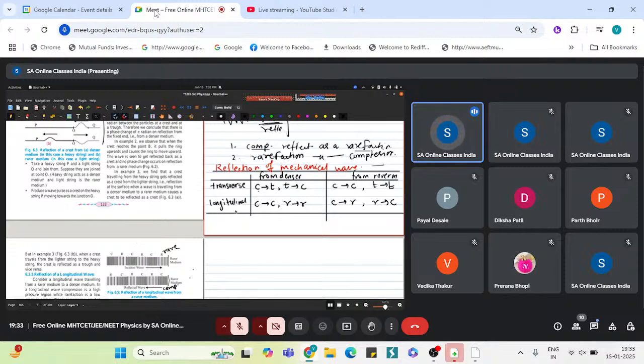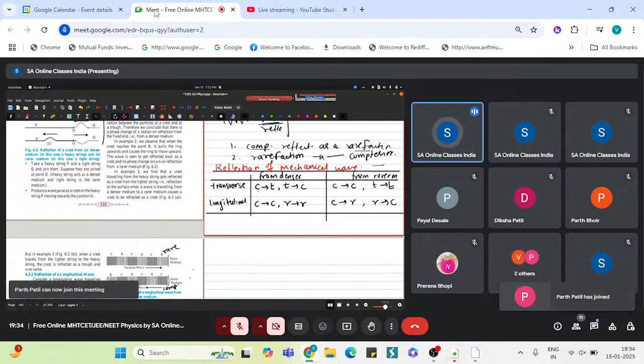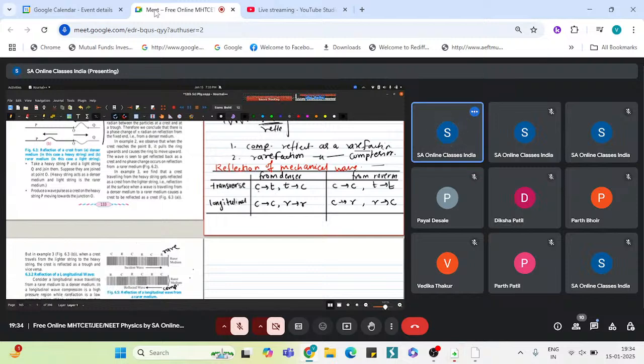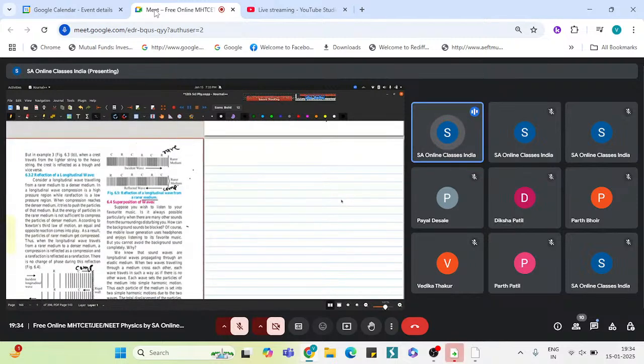And similarly for longitudinal waves, we had also seen that if it is getting reflected from a denser medium, then the compression will remain compression, and the rarefaction will remain rarefaction. But if it is getting reflected from a rarer medium, then for longitudinal waves the compression will get reflected as rarefaction, and the rarefaction will get reflected as compression. So this is something we had seen in the last class.